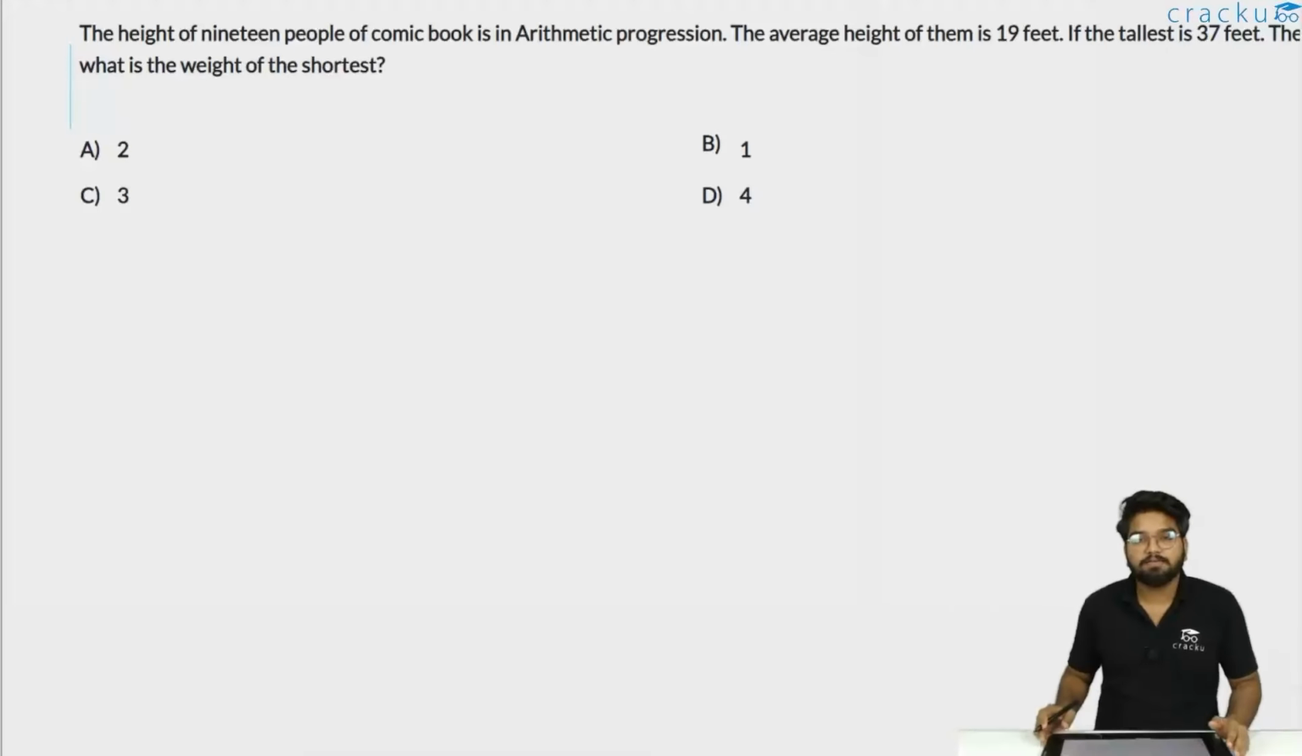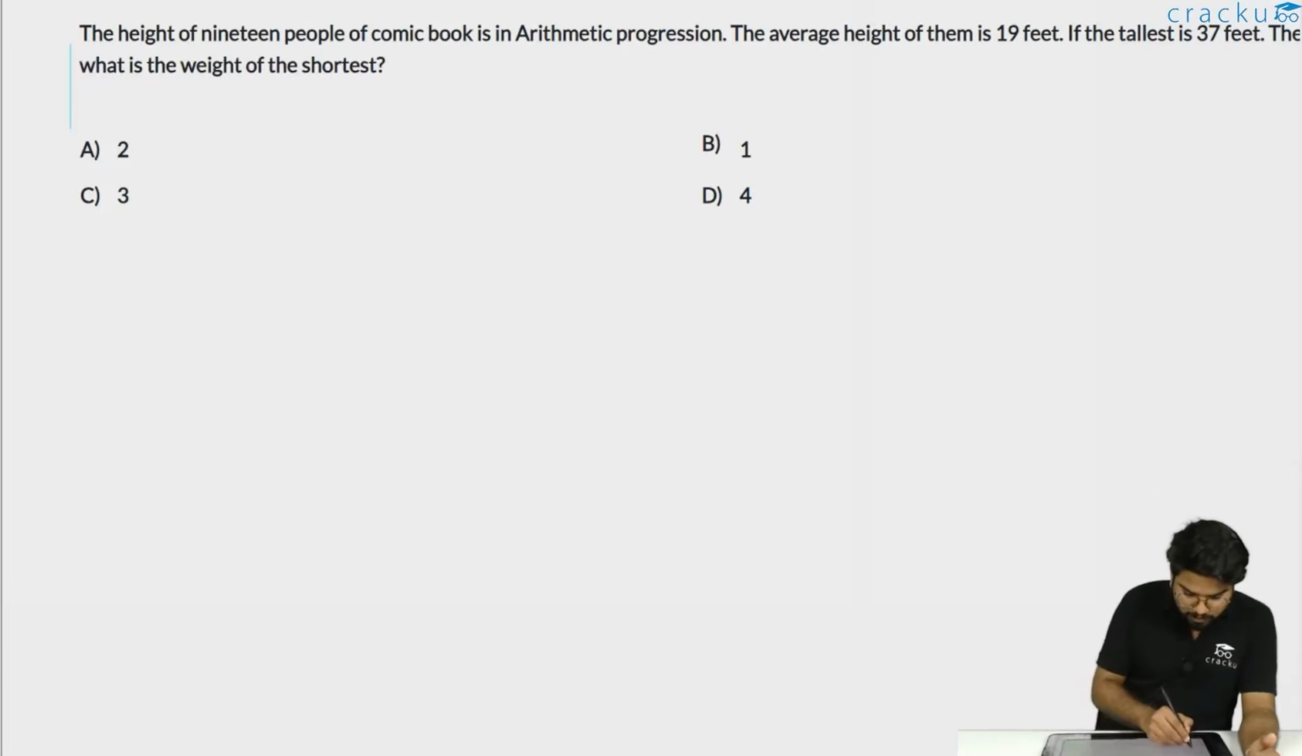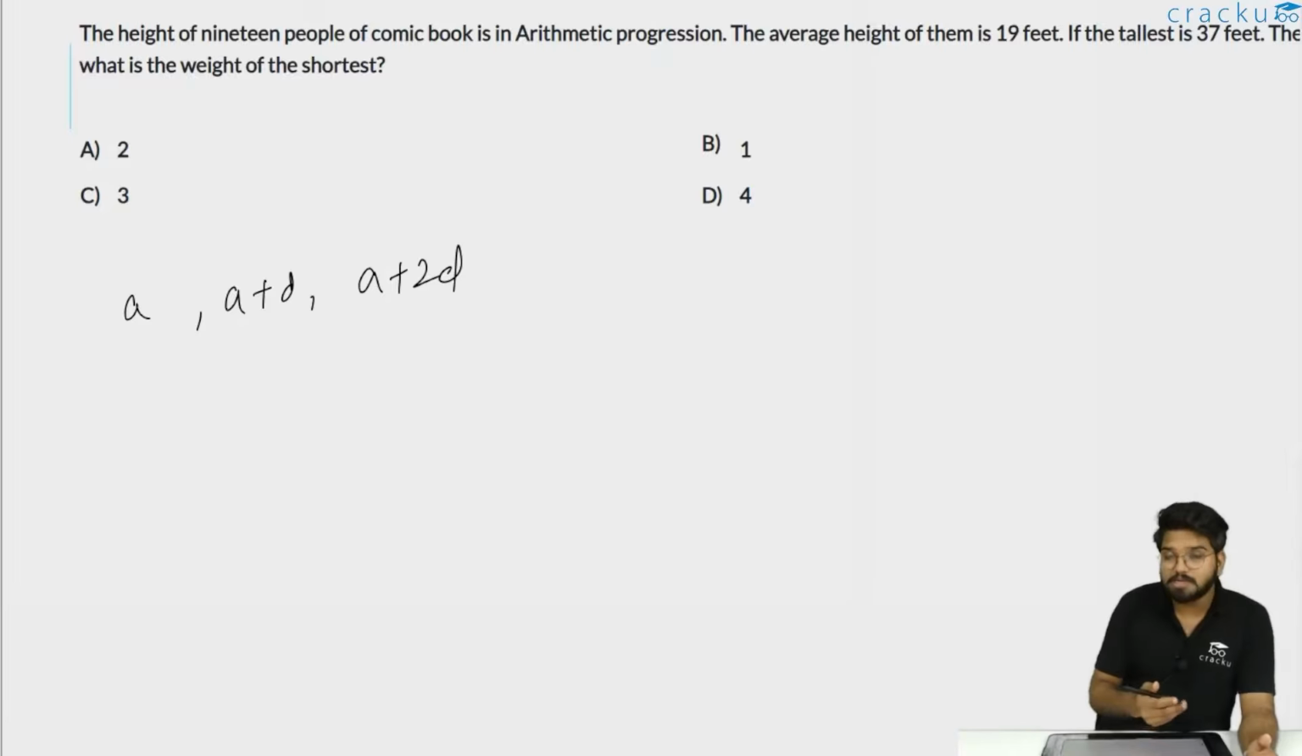Hi guys, we have this question based on progressions. It says that the height of 19 people of comic book is in arithmetic progression. So whenever we have an arithmetic progression and we are not given direct information about the first term and common difference, let's assume that the arithmetic progression is of the form A, then A plus D, A plus 2D, where A is the first term, D is the common difference.